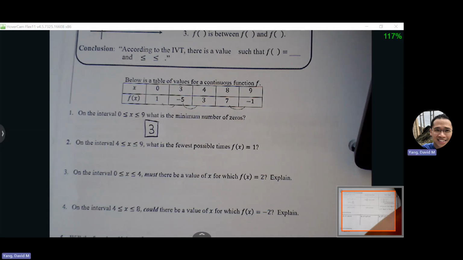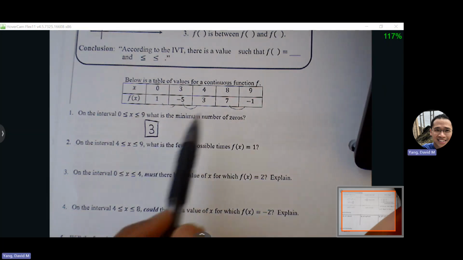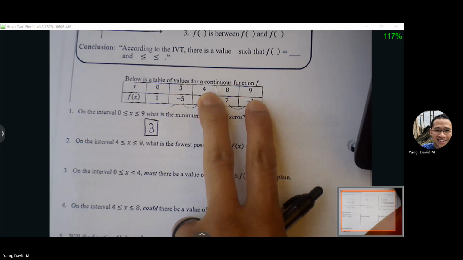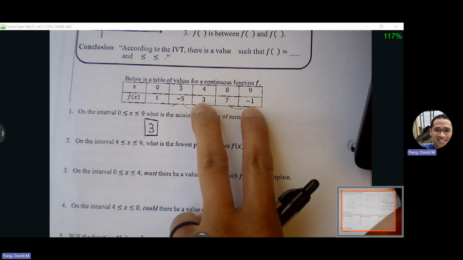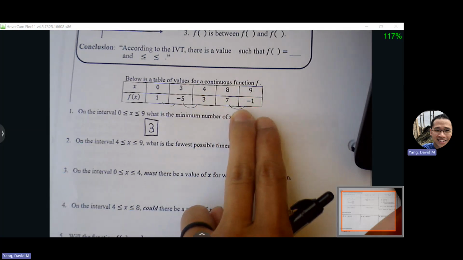Okay. On the interval from 4 to 9, what is the fewest possible times that f of x equals 1? Okay, so from 4 to 9, we're going from 3 to 7 to -1.